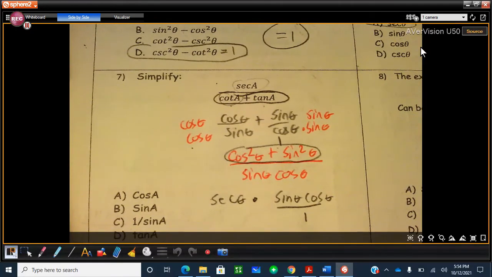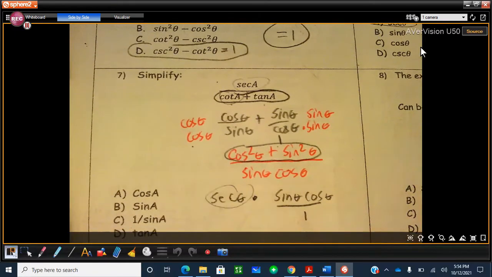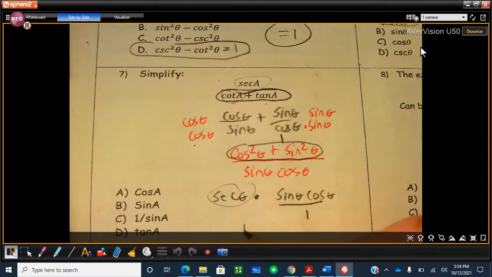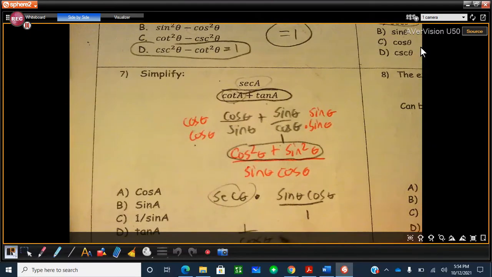And I think I found when I did this earlier, I was like, is this really helpful? Well, secant can be rewritten as what? Secant can be rewritten as 1 over cosine theta times, now we got sine theta cosine theta over 1. Well, this cosine and that cosine would cancel, and you would just end up with sine theta.